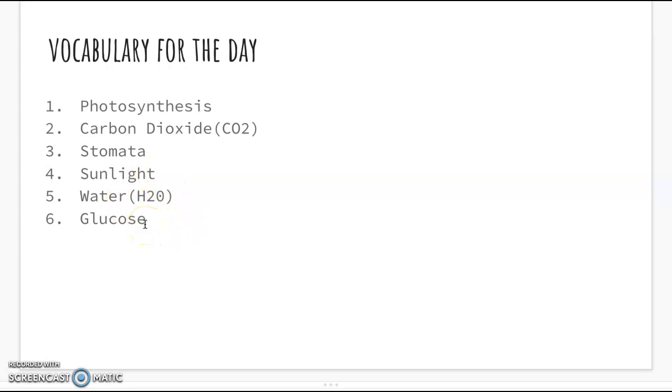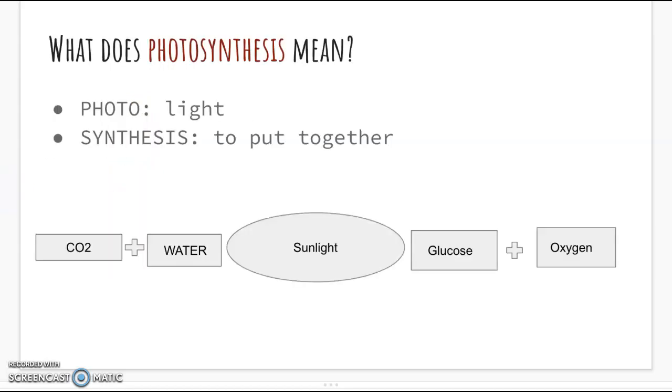By the end of this lecture, we should be able to define each of these terms as well as understand the process of photosynthesis. So what does photosynthesis mean? In Greek, photo means light and synthesis means to put together. So photosynthesis involves putting carbon dioxide and water together with the help of sunlight to produce glucose and oxygen.